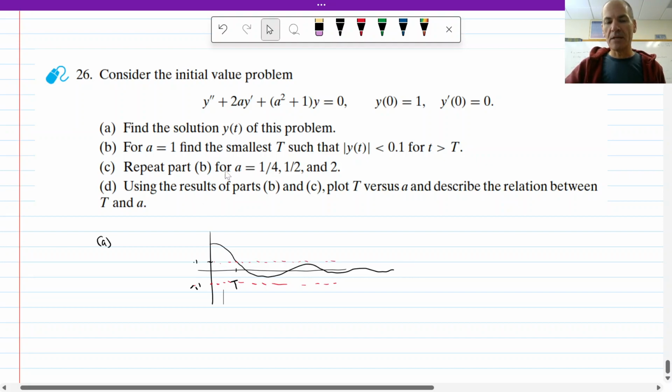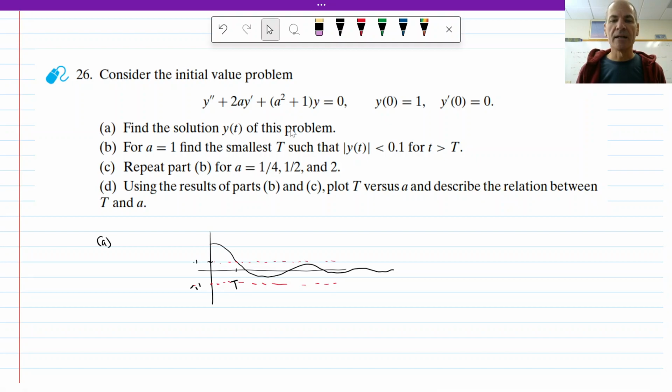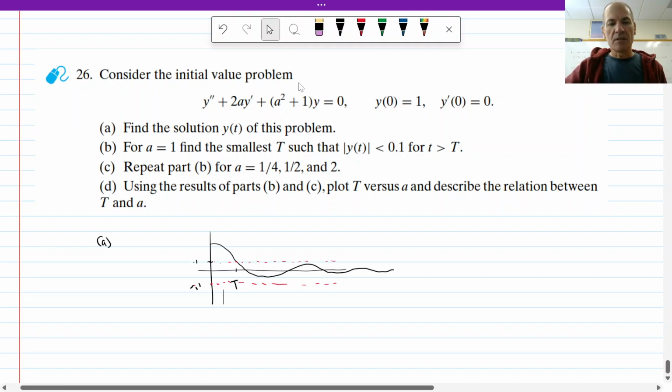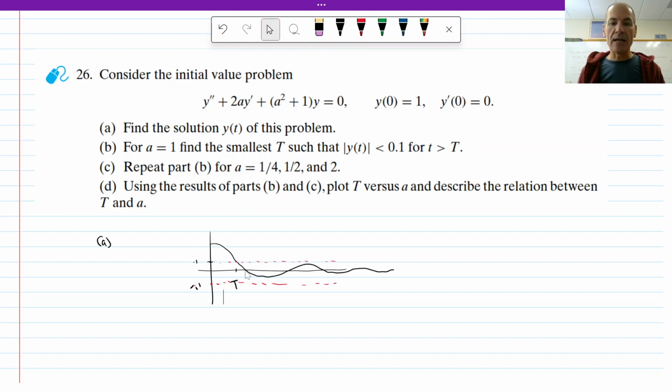And then it says repeat part B for 1/4, 1/2, and 2. So you change this number. We tried it with 1. Now try it with 1/4 and 1/2 and 2. And you're just solving this equation each time with a different value for a. When you solve it each time, you get a different damped oscillation, right? Maybe the amplitude's a little bit higher when a is 2, and so it takes a little bit longer to enter in. So this T value, where the damped oscillation enters this red band, is going to change depending on what this parameter a is.